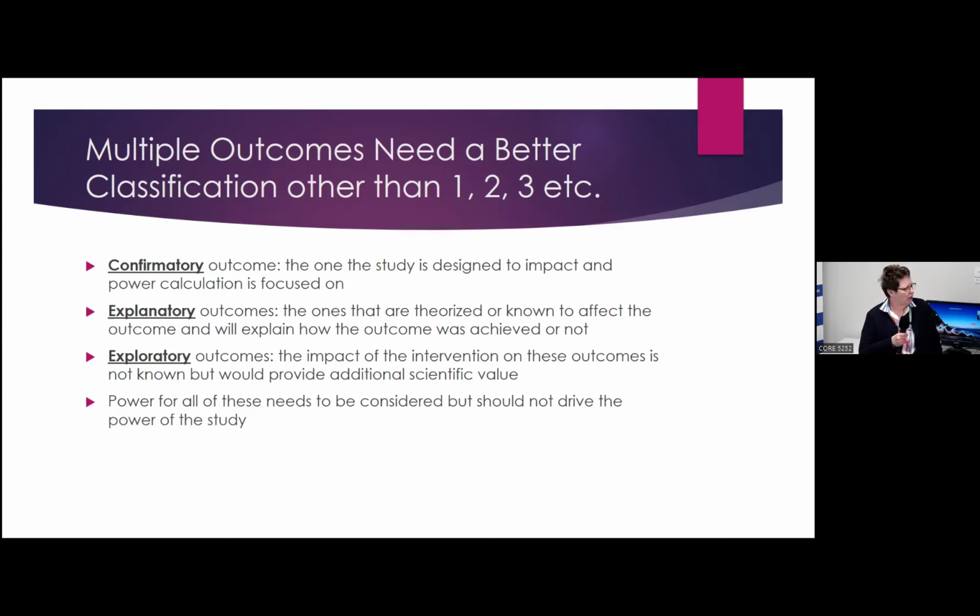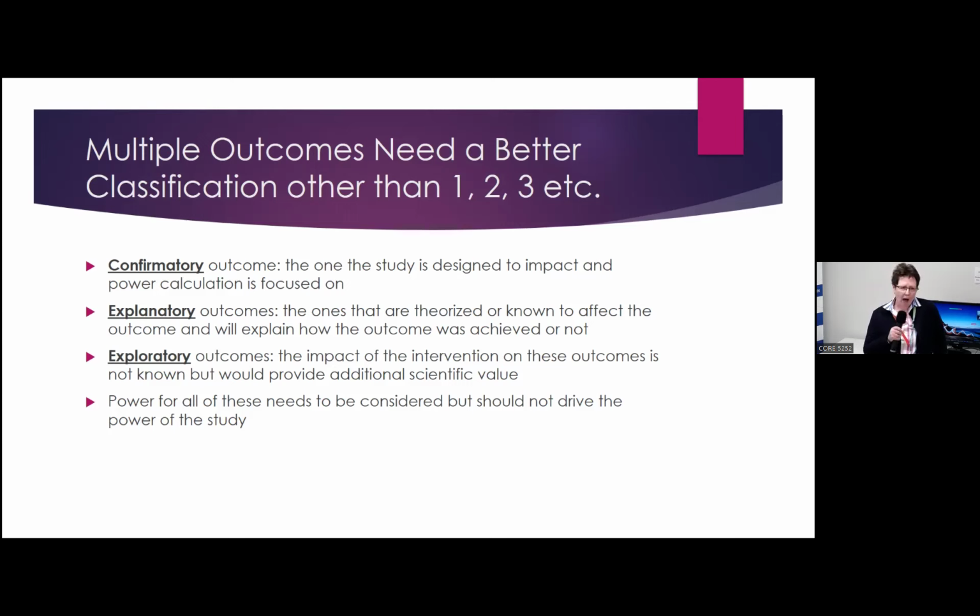This is very important when you're trying to do things like a behavior change, or, does exercise change cognition? Well, you have to make sure that the intervention in fact changed the intermediate outcome, because if you didn't get the downstream outcome, maybe you didn't get the more proximal outcome. So those are explanatory. And then there are exploratory outcomes, where the impact of the intervention is not known, but which would provide additional scientific value.